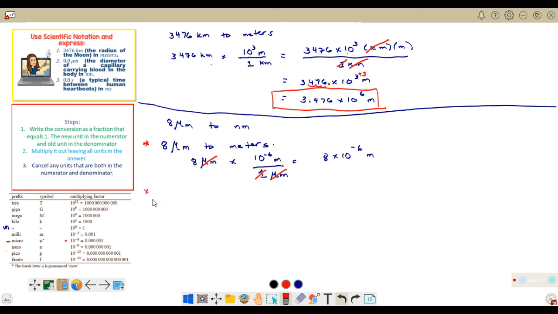nanometer. So, this is 8 times 10 raised to the negative 6 meters to nanometers. Sulat natin si 8 times 10 raised to the negative 6 meters. Tapos, i-multiply natin siya by new unit is in the numerator. Old unit is in the denominator. Yan.